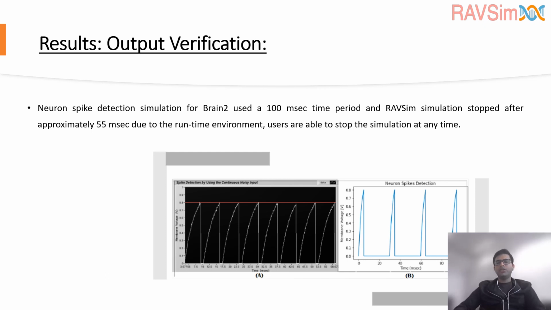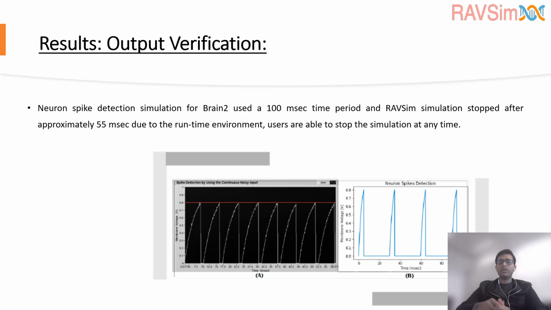For the output verification of RAVSim, we compare the RAVSim output with the Brian2 simulator. Brian2 is one of the famous simulators in the SNN community. The difference between RAVSim and Brian2 is that Brian2 requires the starting time and the whole simulation time at the start of the execution. For example, if the user wants to check a set of parametric values for, let's say, 60 seconds, the user has to provide the 60-second simulation time period at the start of execution, then wait 60 seconds, then change the parametric value and run the whole source code again.